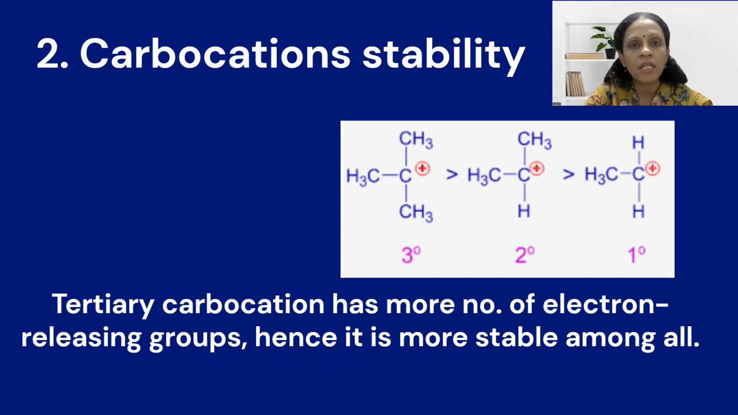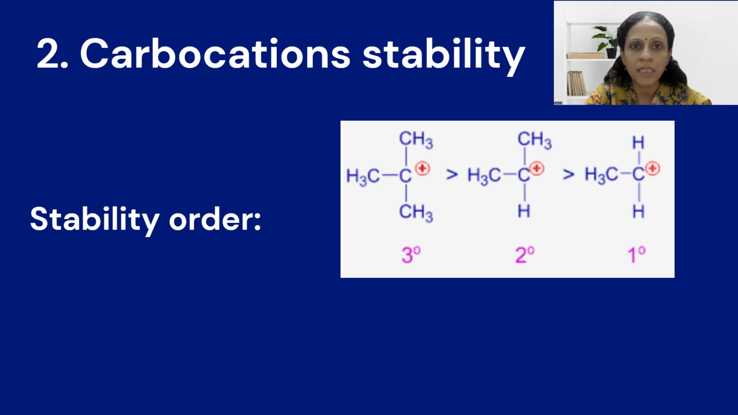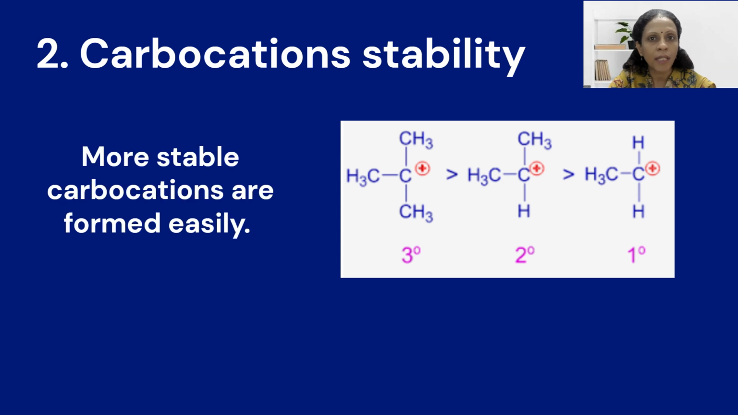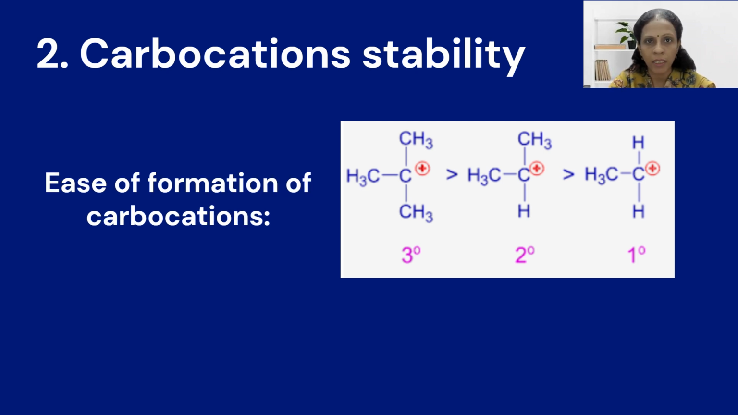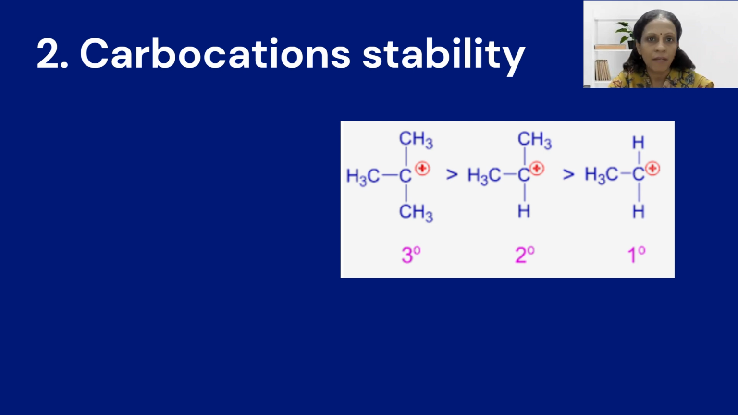And due to the presence of 3 electron donating methyl groups in tertiary carbocation structure, this tertiary carbocation is more stable when compared with secondary and primary. That is the reason the stability order for carbocations is tertiary is more stable than secondary than primary. So greater the stability of the carbocation, more easily or fastly it will be formed in a reaction. Hence, the ease of formation of carbocation follows the same order. Tertiary carbocations are more easily formed than secondary and primary carbocations. So this is how the stability of carbocations can be explained with the help of inductive effect.